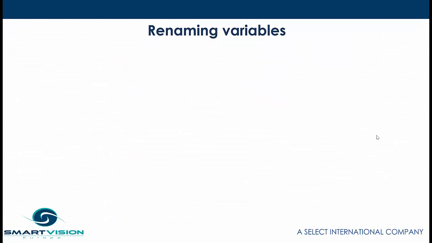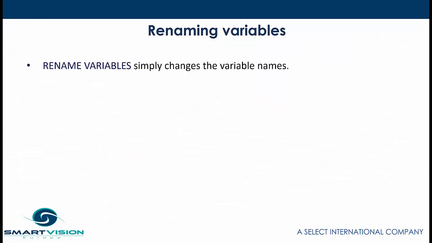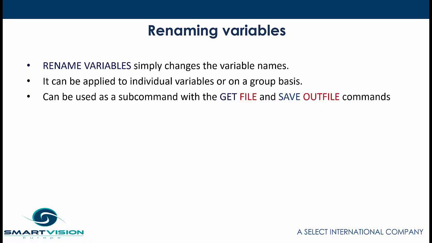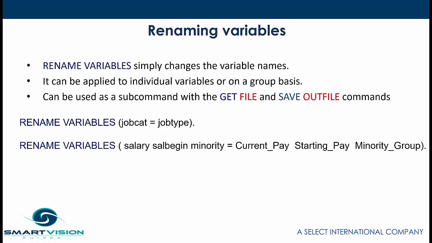Another really quick example is the rename variables command that simply changes the names of the variables. It can be applied to individual variables or on a group basis, and it can also be used as a subcommand when you're reading a file using GET FILE, or you're saving an SPSS file using SAVE OUTFILE. Here are two examples where we're renaming the variable JobCat to job type, and here's an example where we're renaming a group of variables in the list salary, beginning salary, and minority to current pay, starting pay, and minority group.